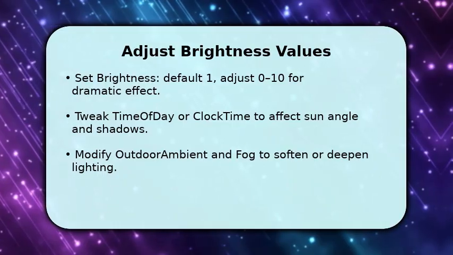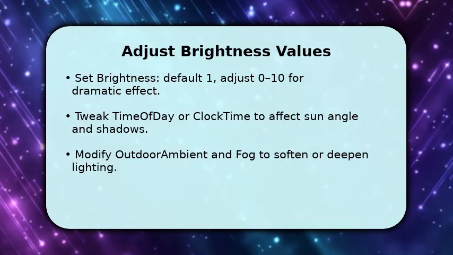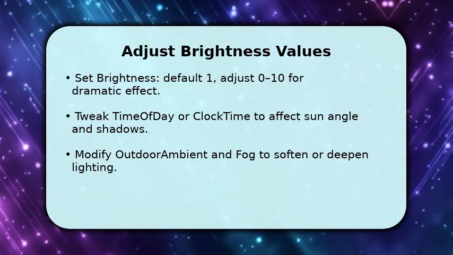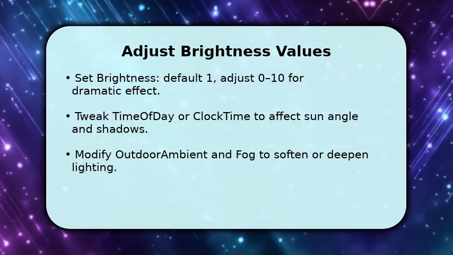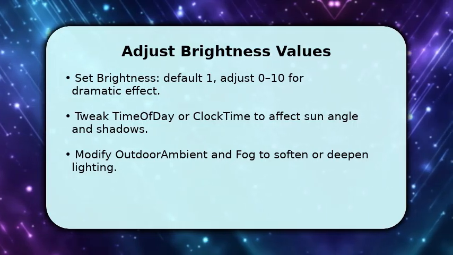Then adjust time of day or clock time to shift the sun and shadow direction, since the same brightness reads differently at noon versus evening. Make sure to tweak outdoor ambient to control indirect light and fog settings to affect distance visibility.